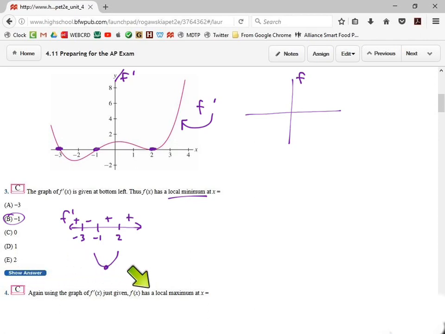Using this graph, f has a local maximum at x equals, we already figured it out, -3. So -3 is your answer for number 4.